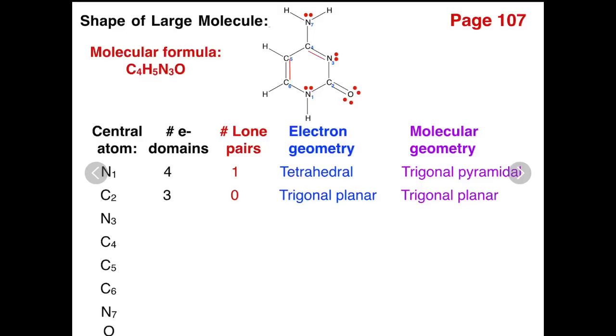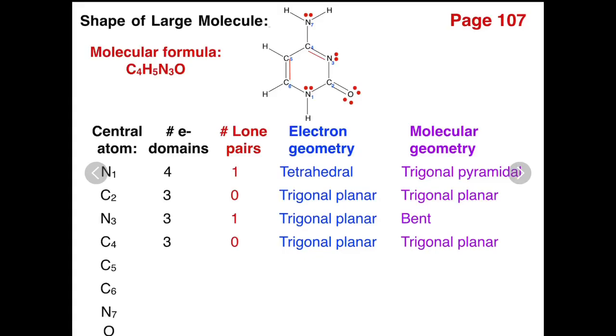All right, let's take a look at your answer for N3. For N3, the number of electron domains equals 3, so this is trigonal planar. Lone pair, since we have 1, the molecular geometry would be bent. C4 would be trigonal planar for electron domain geometry and also the same as molecular geometry because there is no lone pair and there are 3 electron domains.